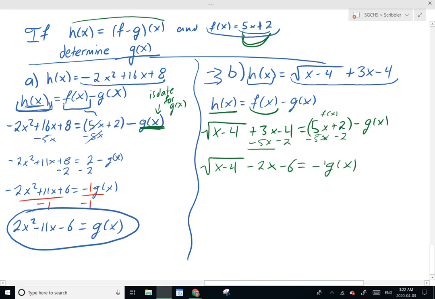And yet again, you have a negative in front here, so I'm going to see that as negative 1 times g of x, and I'm going to divide that negative 1 out, causing everything here to flip its sign. So this will actually become negative square root of x minus 4, sorry, plus 2x plus 6. And that equals your g of x equation.